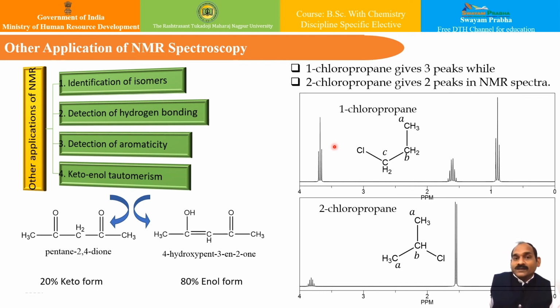Apart from that, you can assure aromaticity, because the pi electron cloud in the aromatic ring leads to an anisotropic effect, and therefore the protons attached to such a ring get deshielded, and they give a peak at a chemical shift of about 7 to 8 ppm, and hence the presence of an aromatic ring can be predicted.